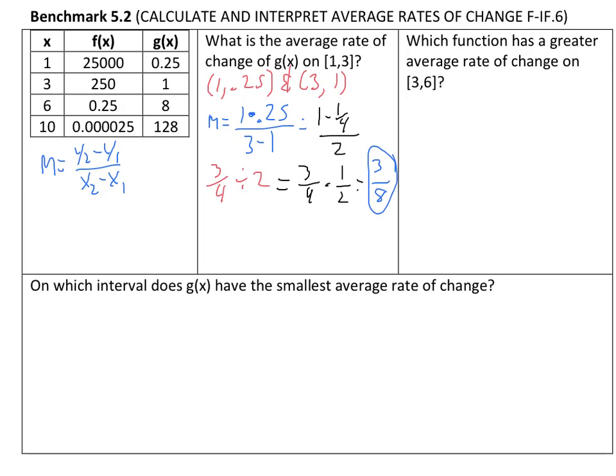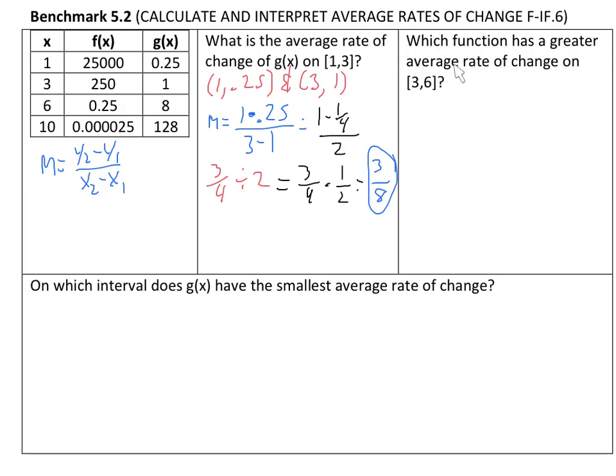Now, on the test, you could have fractions and decimals here. All right? And you probably won't have a calculator to deal with it. So if it does, you have to be able to deal with those and compute the average rate of change, or the slope.